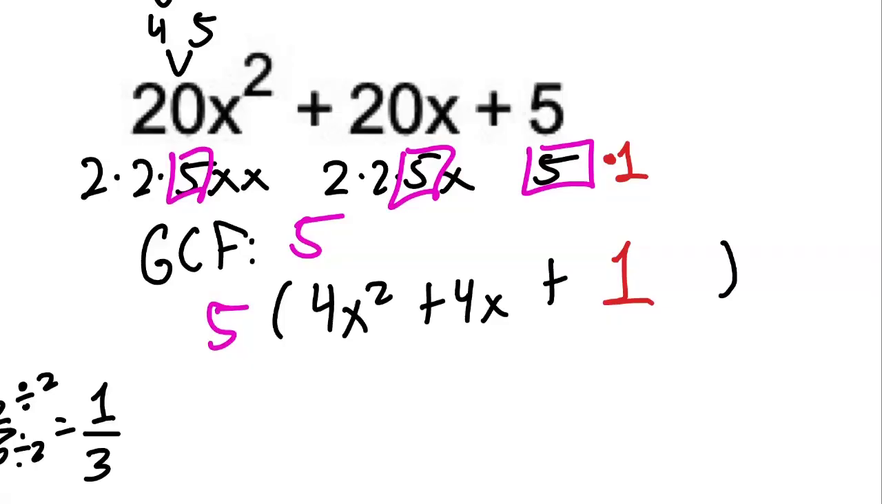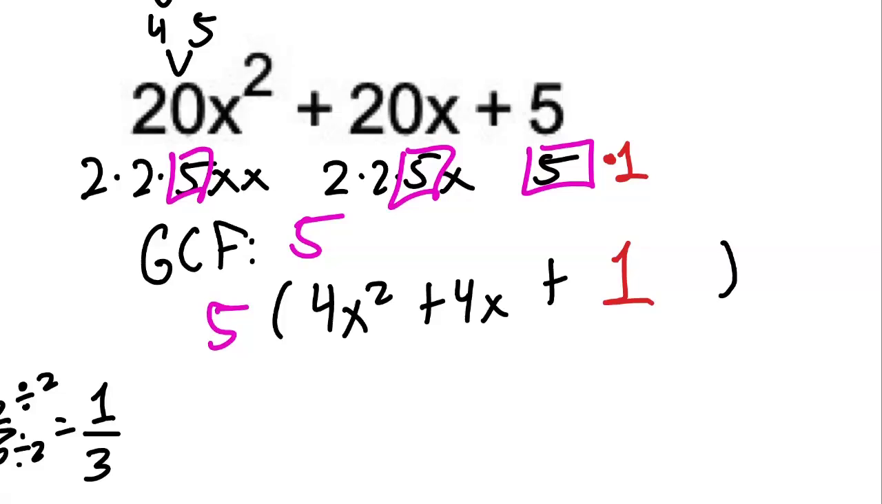Now, you can always check when you do the GCF whether you did it correctly or wrong. Remember, when we have parentheses, what method do we use to solve for it? Distribution, right? So if I wanted to go from this to this, what would I have to do to this 5? Distribute, right? So what's 5 times 4x squared? What's 5 times 4x? 20x. What is 5 times 1?